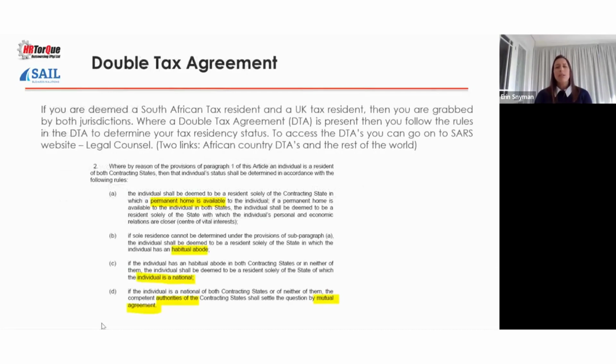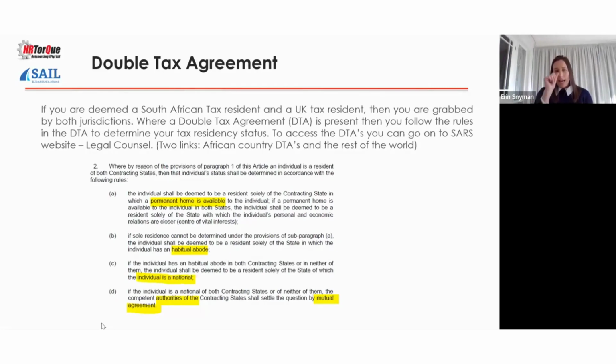Now, let's say you're deemed to be a South African tax resident because you've assessed the factors and you are South African tax resident by virtue of the laws, and you are also a UK tax resident. So let's say you've been in the UK for more than 183 days, so you're meeting the UK tax residency laws. What's happening here is both jurisdictions are grabbing you under their individual tax laws. In that instance, you are effectively tax resident in both countries, but a double taxation agreement exists. And that's when we need to forego the individual tax laws and follow the double taxation agreement to determine your tax residency status. I have indicated where you can find the double taxation agreements on the SARS website, so you can always navigate back to this page if you want to see the full double taxation agreements, as well as which agreements exist between South Africa and other countries.